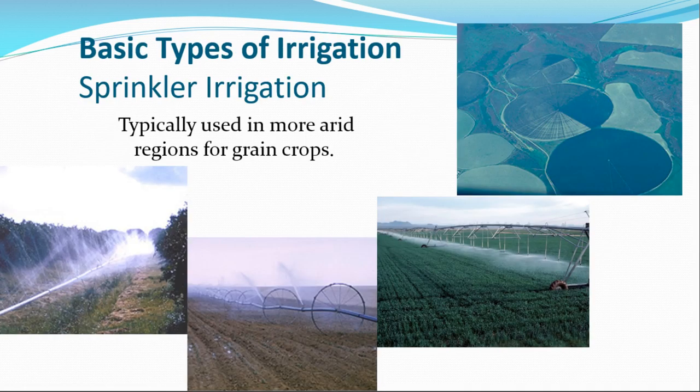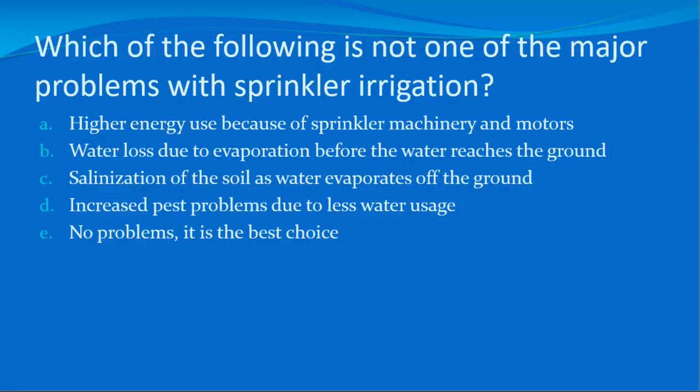Sprinkler irrigation is better in a lot of ways. It is typically used in more arid regions because you don't have a lot of surface water, you don't have a lot of rain. Which one of the following is not one of the major problems with sprinkler irrigation? Higher energy use because of sprinkler machinery and motors, water loss due to evaporation before the water reaches the ground, salinization as the water evaporates off the ground, or increased pest problems due to less water usage. No problems, it's the best choice.